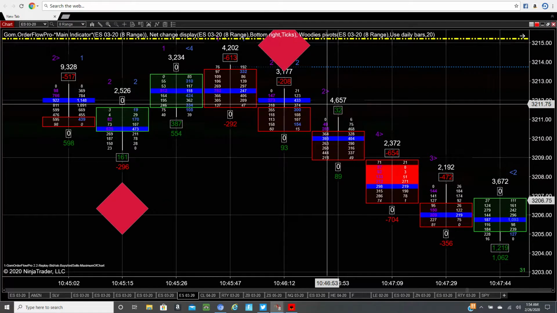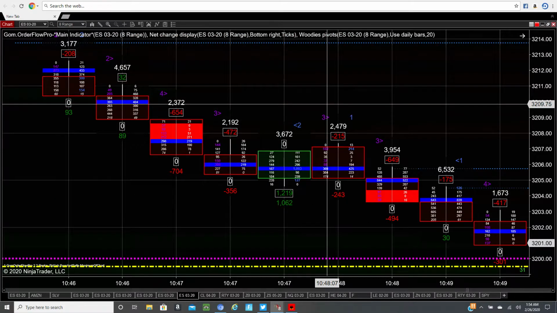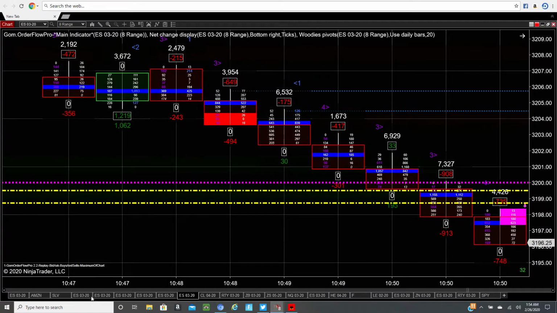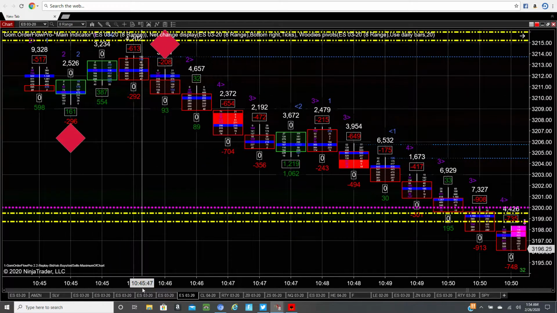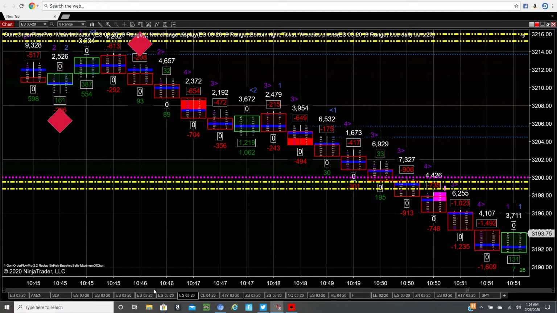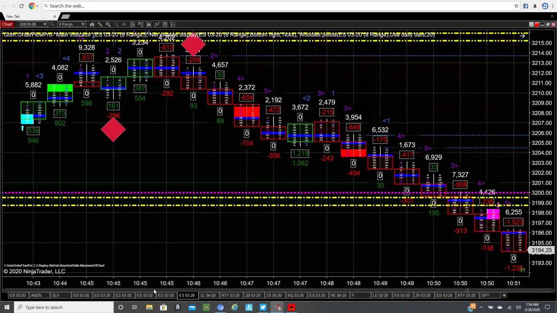And you can see what occurred afterwards. It got slammed. Let me zoom this in a little bit more now that I've showed you the basics of what it is that I'm talking about. And of course, it's going to lend more credence to the signal if you're near a yellow zone or you're near a Woody's pivot. That's always going to help.